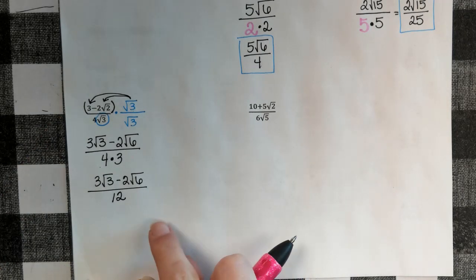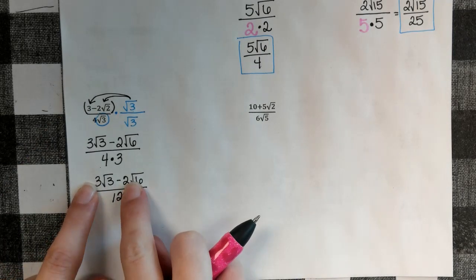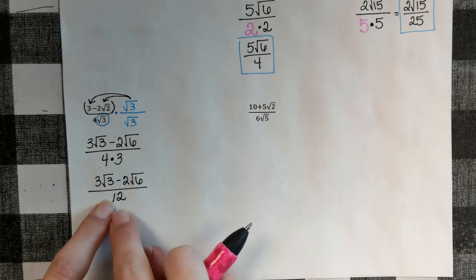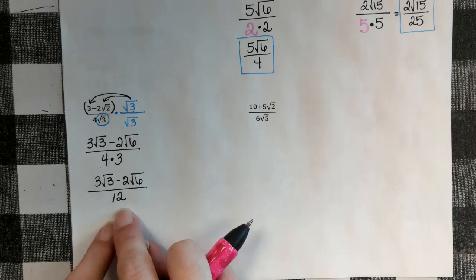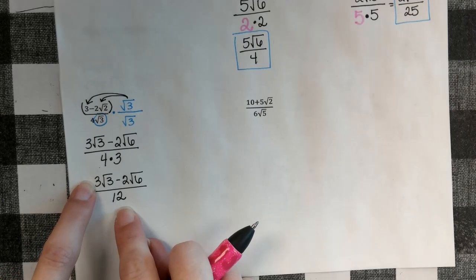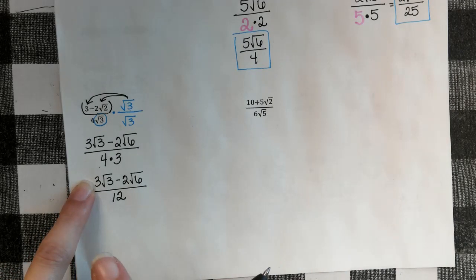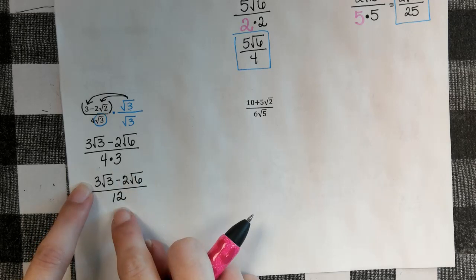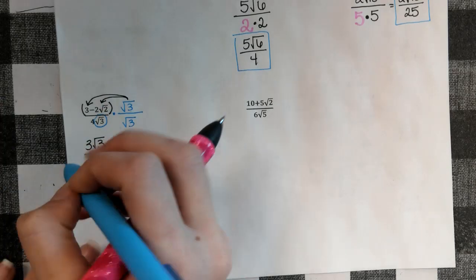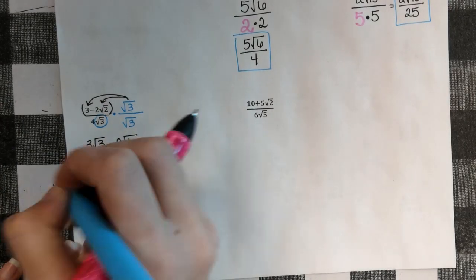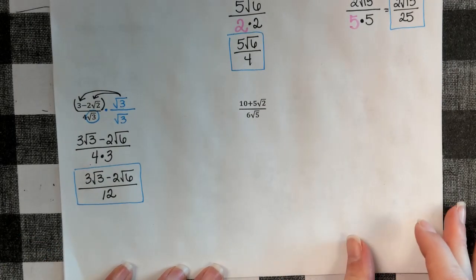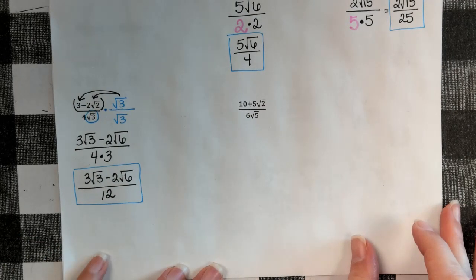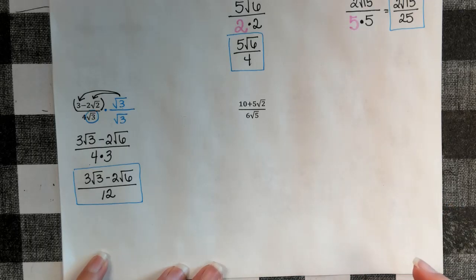Now that I've got to this point, I just check my coefficients. Can 3, 2, and 12 all simplify and be divided by the same number? No. If this was a 4, 2, and 12, they could all be reduced. But a 3, 2, and 12 cannot. Okay, so this is my final answer. Sometimes you can simplify, sometimes you cannot.